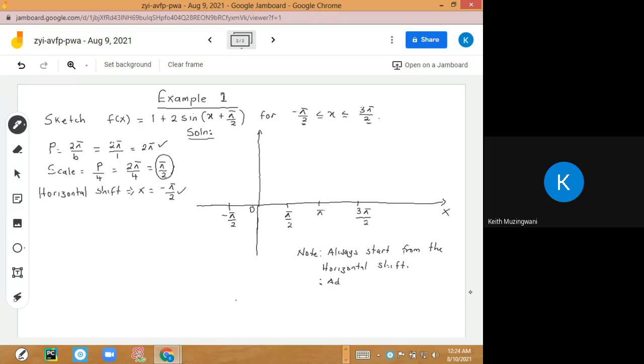Add the scale to each number you obtain, starting from the horizontal shift.